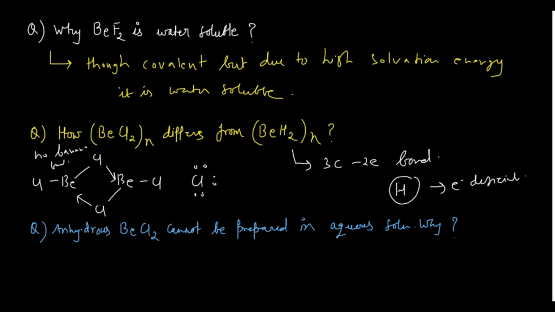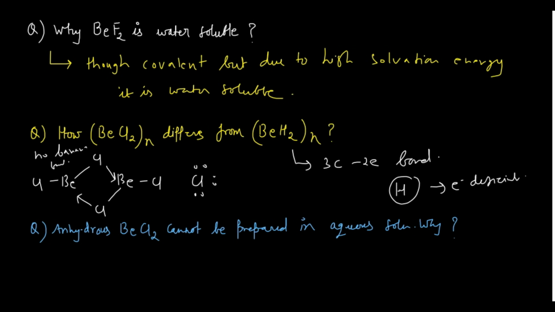while in case of the hydride, you are having the banana bond. So this needs to be understood. Basically, what happens when this bridge forms is that a halogen atom bonded to one of the beryllium atoms uses a lone pair of electrons to form the coordinate bond, while this is not possible in case of the hydrogen. Right? I hope this is clear now.